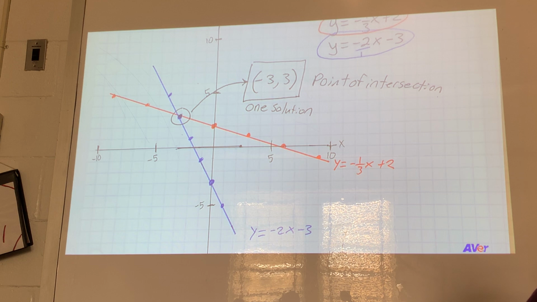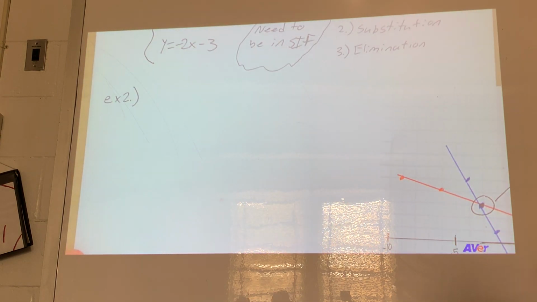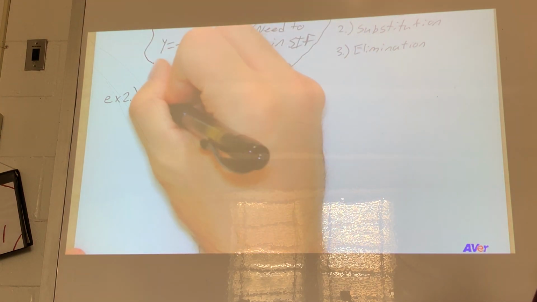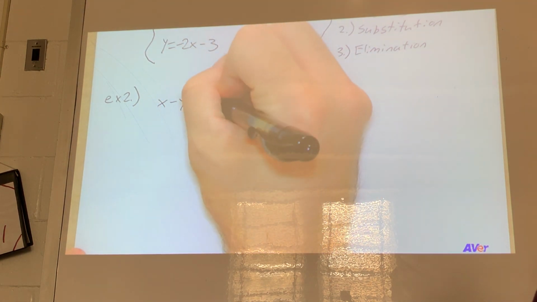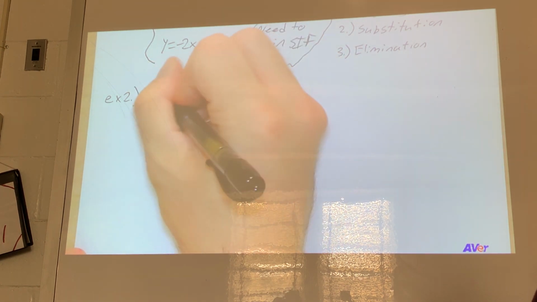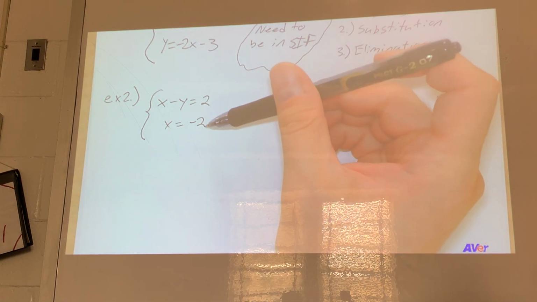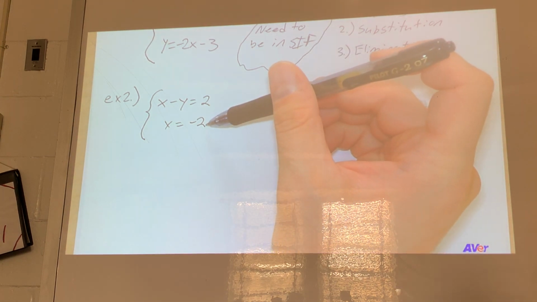All right, let's do the next one. We'll call this example 2. Here's my system. X minus y equals 2. X equals negative 2. All right, so this is a little bit different, but it's still a system of equations. This one's a linear equation, and this one's actually a vertical line, right?